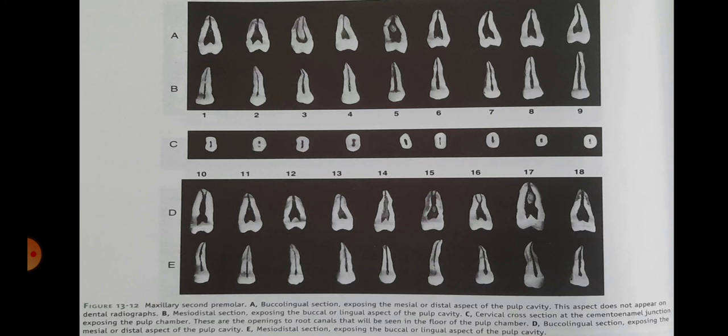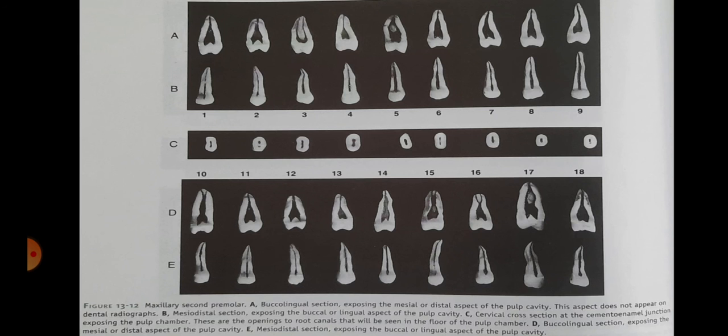Let's discuss the cervical cross section in figure 13.12 C. The cervical cross section of the maxillary second premolar is usually oval. You can see this in figure 13.12 C2 and 4 through 9, with some teeth having a kidney shaped cross section. You can see this in figure 13.12 C1 and 3.